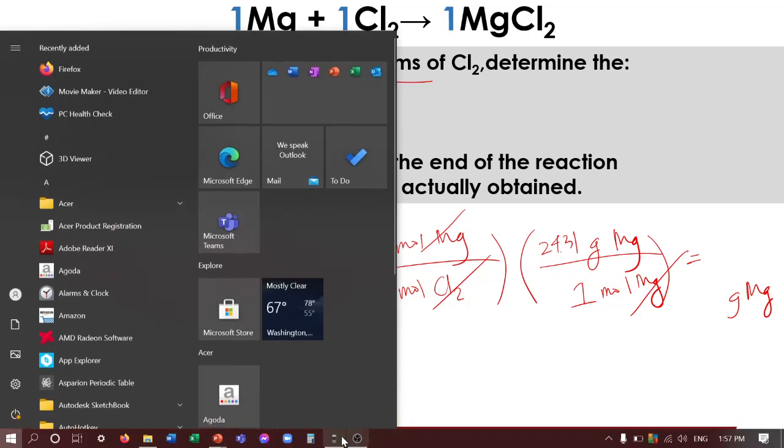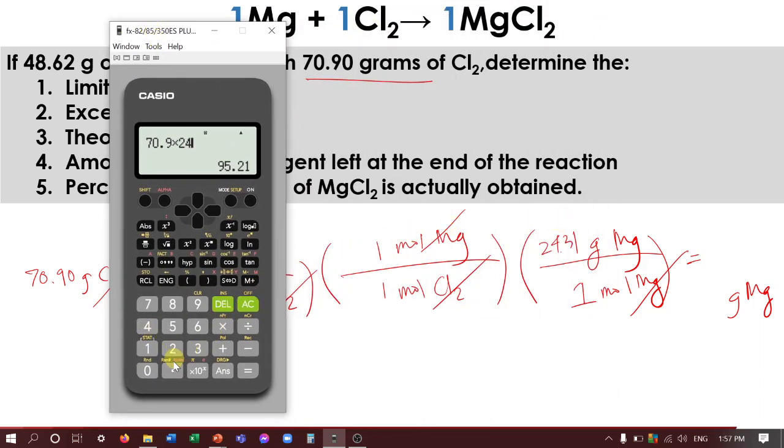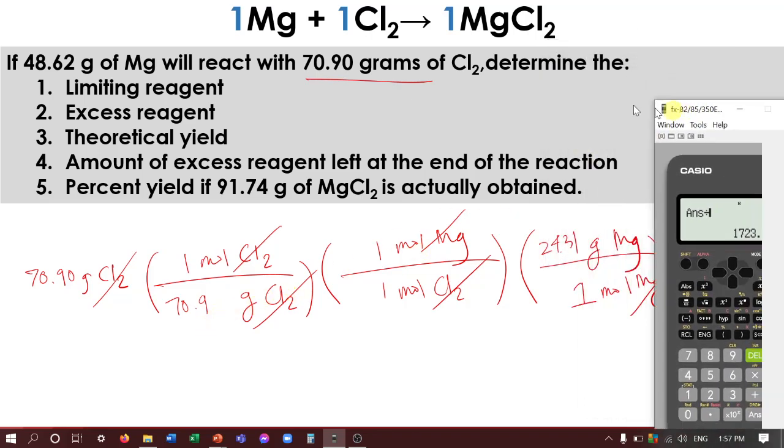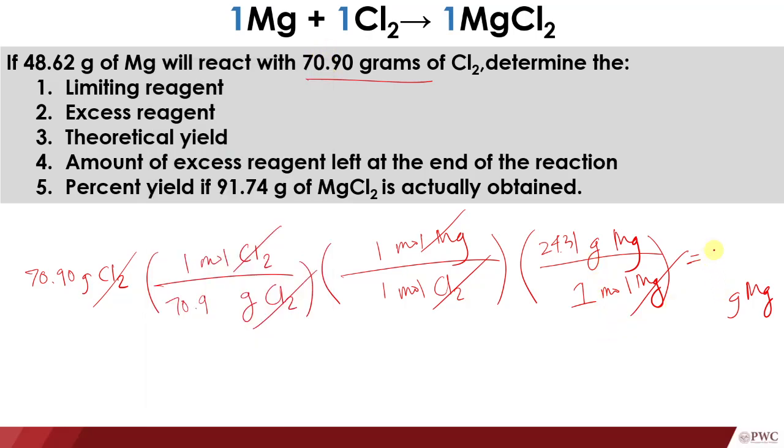Then let's do the math here. That is 70.90 times 1 times 1 times 24.31. Then the answer divided by 70.9. 70.9 divided by 70.9, the answer is 24.31 grams of magnesium. So this shows that only 24.31 grams of Mg will react completely with 70.90 grams of Cl2.